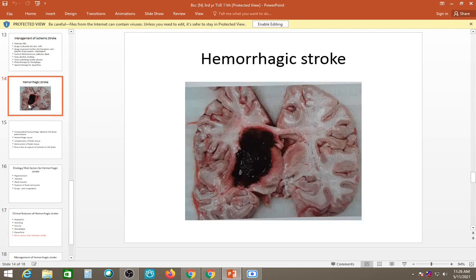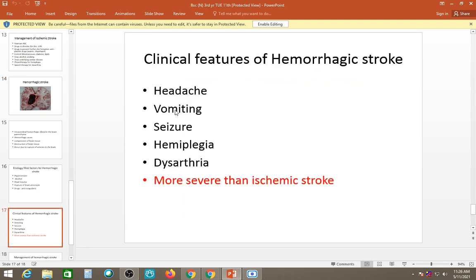Because the whole brain is under severe pressure due to this collection of blood, they can have headache and vomiting. They can have epileptic seizures also, and hemiplegia and dysarthria, like we already mentioned in ischemic stroke. And very important to remember is that they are very severe and they can have instant death also. So hemorrhagic stroke is more dangerous and more fatal than ischemic strokes.